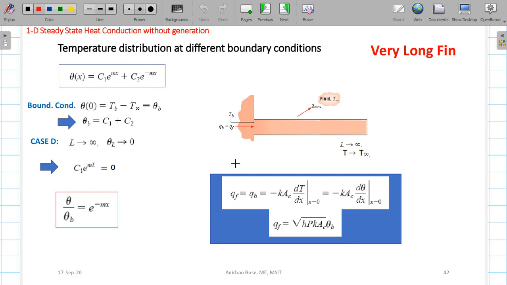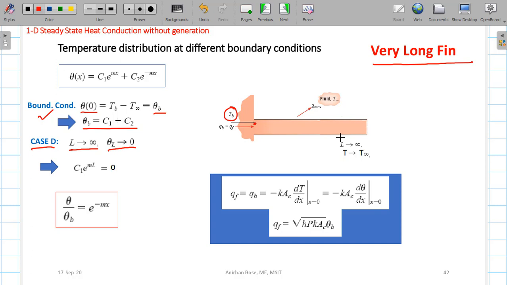Now coming to the fourth one, case D. Here the first boundary condition is exactly the same, that is at x equals 0, the temperature is T_b, that means at x equals 0, theta is theta_b. For the second boundary condition in case D, we are considering the very long fin assumption. If the fin is very, very long, that means L tends to infinity, then theta_L tends to 0.